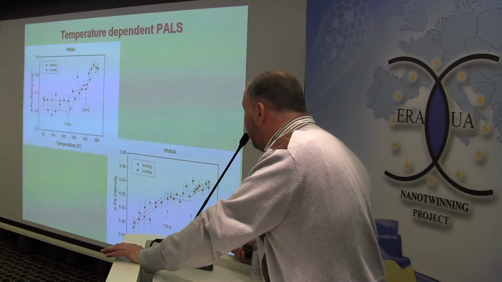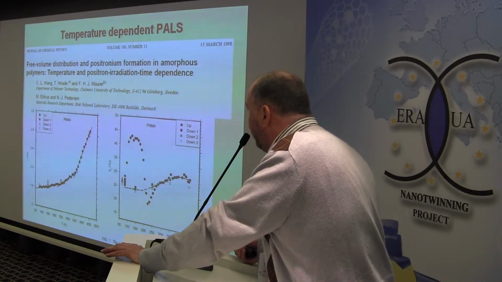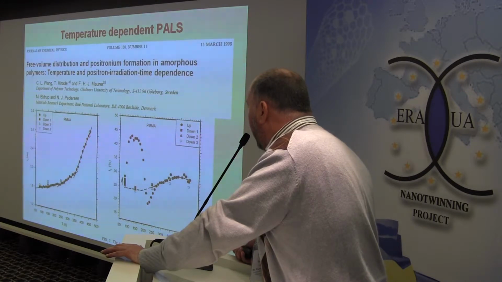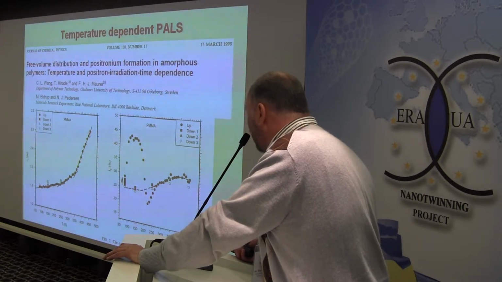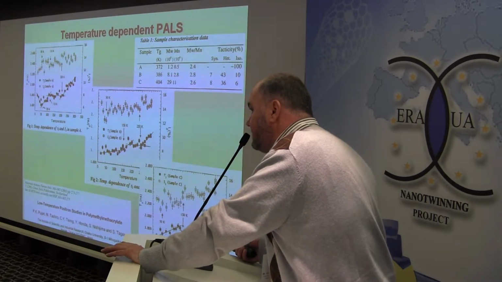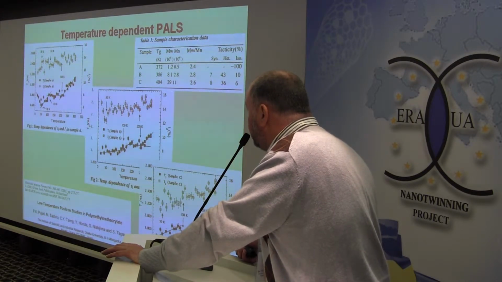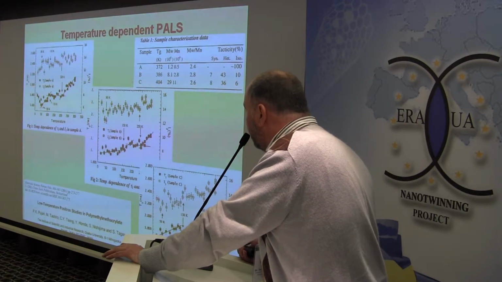Our results at room temperature for PMMA agree well with the literature data of Wang et al. We see the same values of orthopositronium lifetime and intensity. Also, our results are in accordance with the temperature dependence of positron annihilation lifetime for PMMA with different molecular weights, reported by Pujari et al.